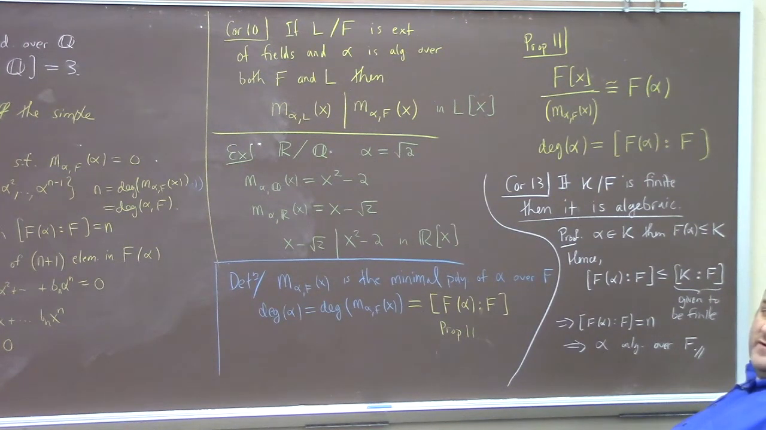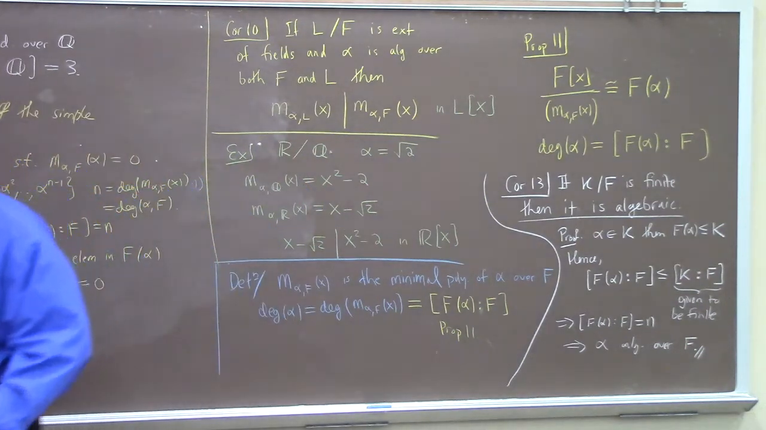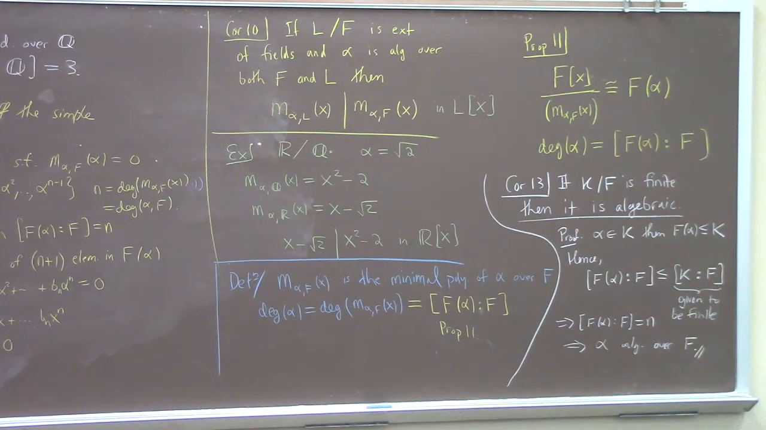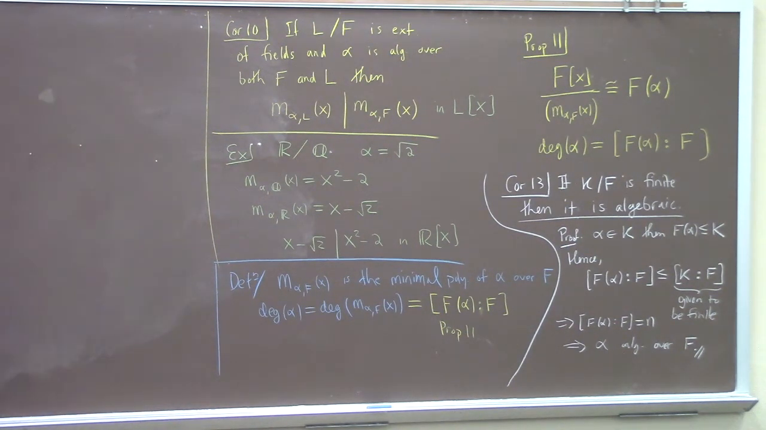But notice that alpha was an arbitrary element of K. So we just showed an arbitrary element of K is algebraic over F. That means that the extension K is algebraic. An algebraic extension is one in which every element in the extension is algebraic. It's not bad, right? Essentially, if you have a finite extension field, then all the elements in the extension field have to be algebraic.